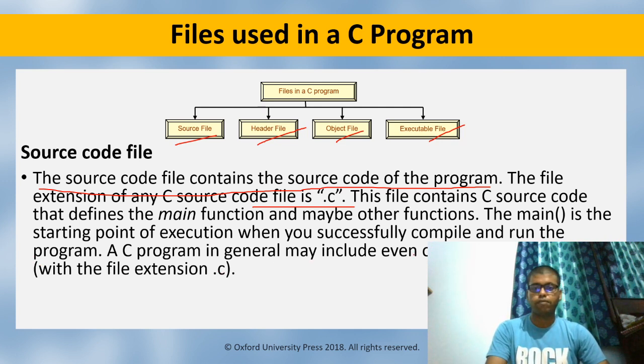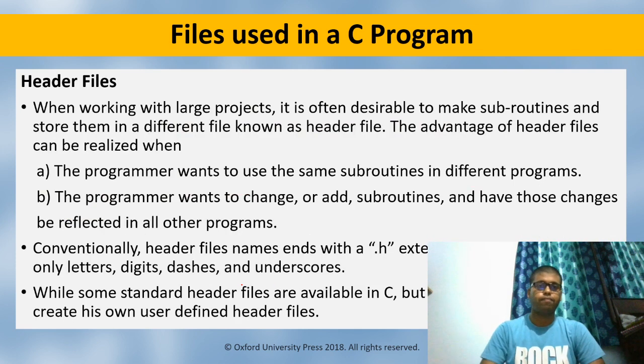A C program generally may include other source code files with the file extension .c. So a C program can also include other source code files. We can call files whenever we discuss files, and we will discuss those things in that case. So other files can also be called in a source file.